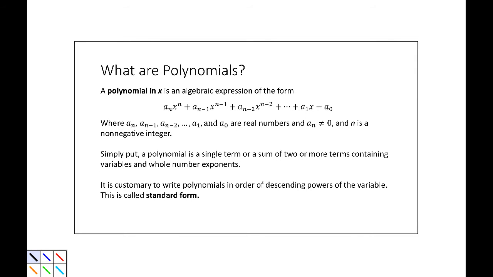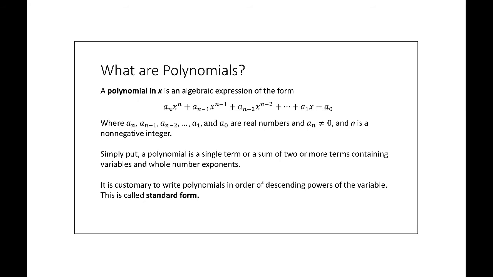What are polynomials? A polynomial in x is an algebraic expression of the form a sub n times x to the n plus a sub n minus 1 times x to the n minus 1 plus a sub n minus 2 times x to the n minus 2 plus however many other terms there are, down to a sub 1 x plus a sub 0, where a sub n minus 1, a sub n minus 2, and all of those other coefficients are real numbers, and a sub n is not equal to 0, where n is a non-negative integer.